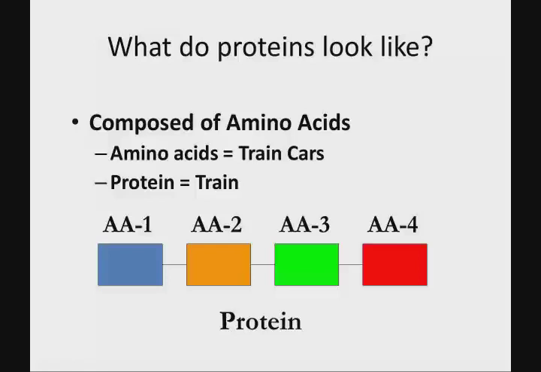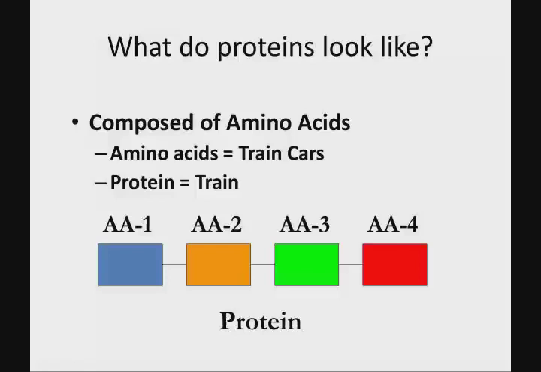Now, you can make a very different kind of train to move people and cattle and cars. Those are going to be different kinds of cars. They're different amino acids that you link together. Still a protein, but a very different function. Right? So that's kind of the train analogy for how proteins work.